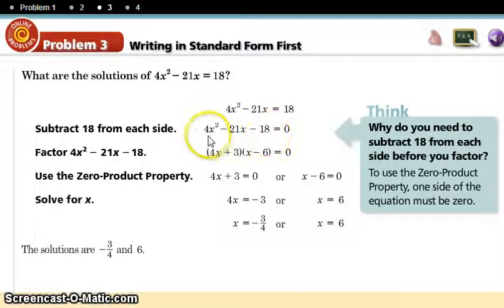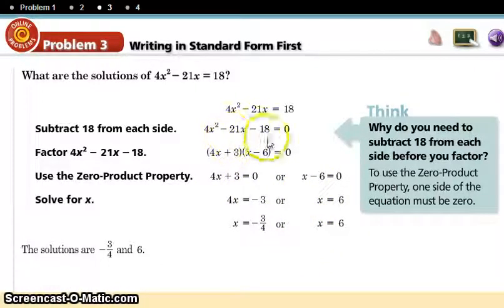Now these are the more difficult ones where you have to multiply 4 and 18. They did not go through that whole process here, but you multiply 4 times -18, find the factors of that. That will equal -21, where you have to rewrite your trinomial and group it. So this one's going to take several steps in between the trinomial and these two binomials. So they've given you the answer here. And so now you use the zero product property, set 4x plus 3 equal to 0, and set x minus 6 equal to 0, and solve for x. So your solutions are -3/4 and 6.